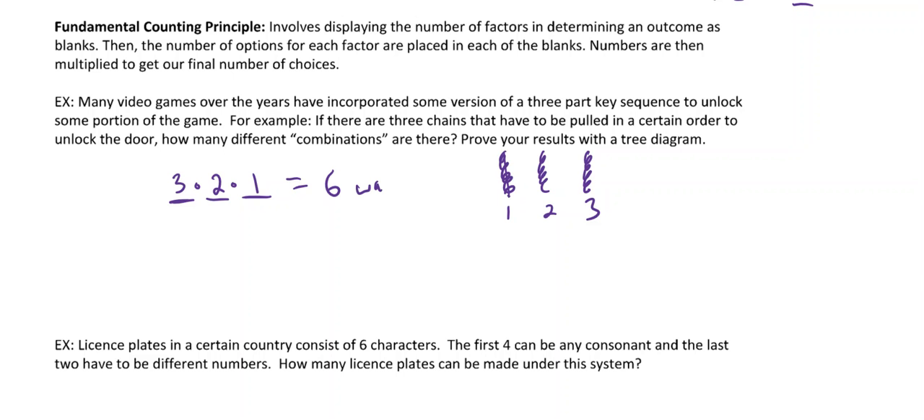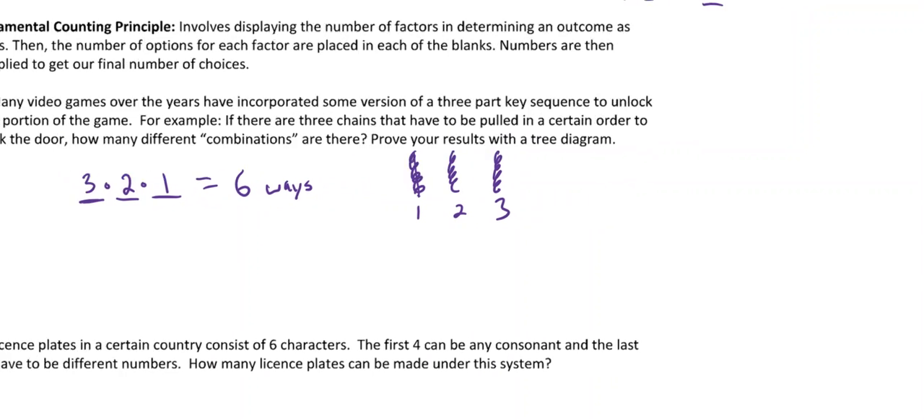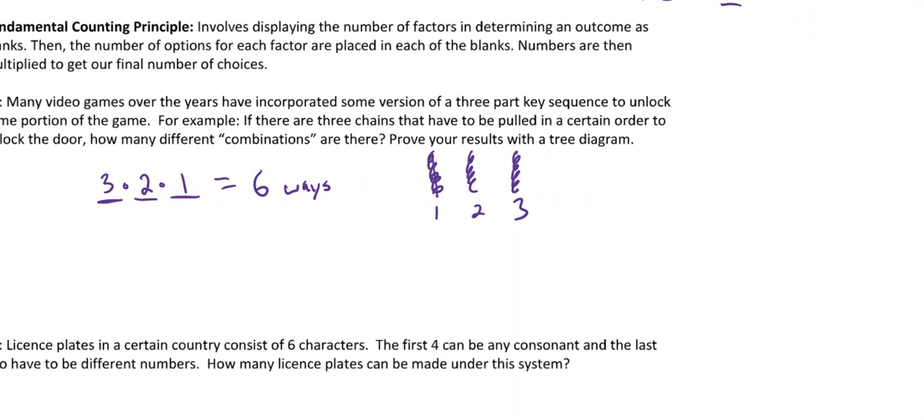Okay, so six ways. Now it says prove your result with a tree diagram. So a tree diagram kind of just spells it out. So as an example, let's say I did pull chain number one. Then after that, I have two options. I could pull chain number two, or I could pull chain number three. And let's say we pulled chain number one and then chain number two, well, then after that, I have to pull chain number three, right? So that's one path that could have been the situation that happened. Or if I pulled chain number one and then chain number three, well, the next one would be to pull chain number two. And there's another path.